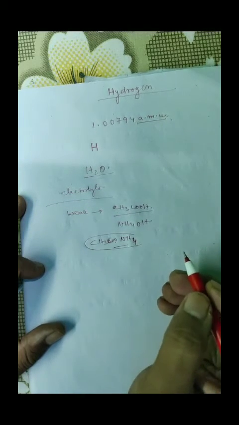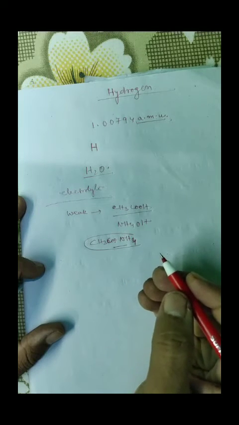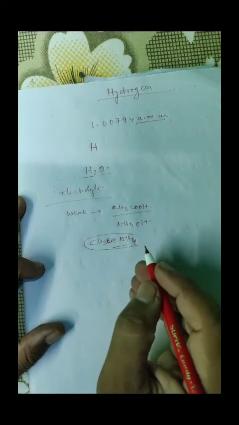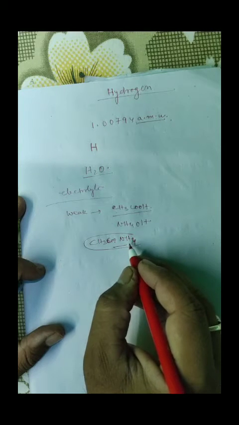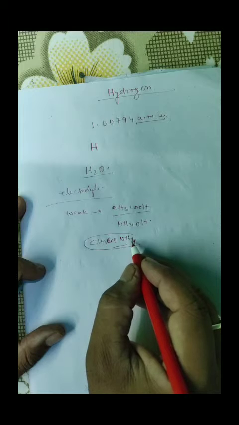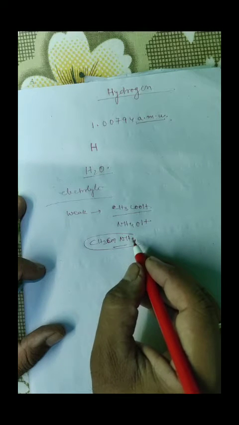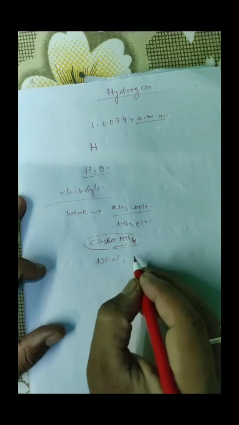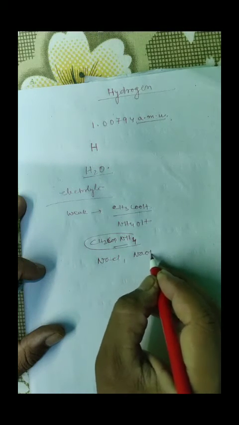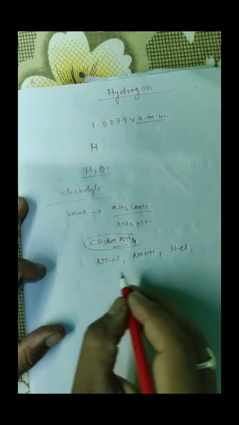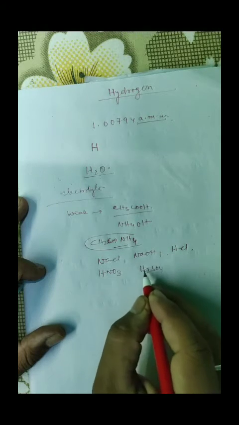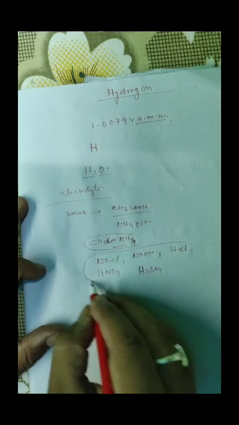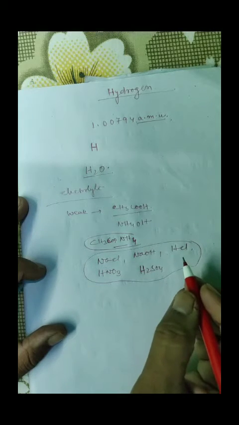Now, strong electrolyte. Strong electrolytes are those electrolytes which decompose completely into ions in their solution. Examples: sodium chloride, sodium hydroxide, hydrochloric acid, nitric acid, and sulfuric acid. These are the compounds which are strong electrolytes. That means they are fully dissociated in the solution on passing current.